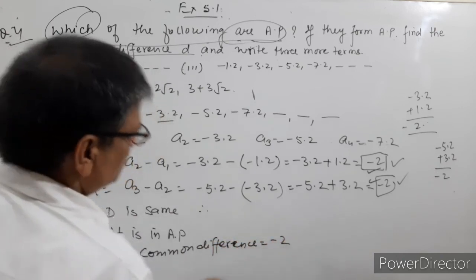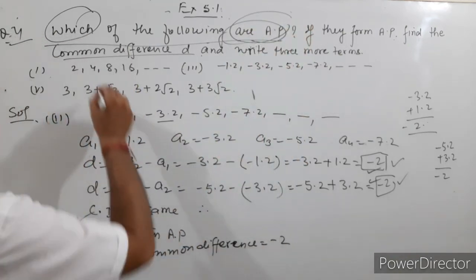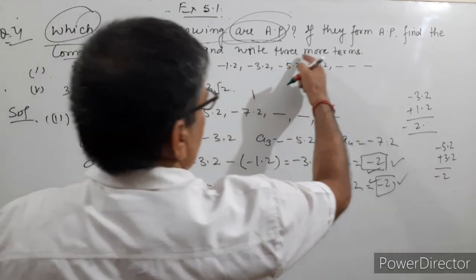Is equal to minus 2. So I have already proved it is in AP. Yes, it is in AP. And the common difference is minus 2. And next, we need the next 3 more terms.